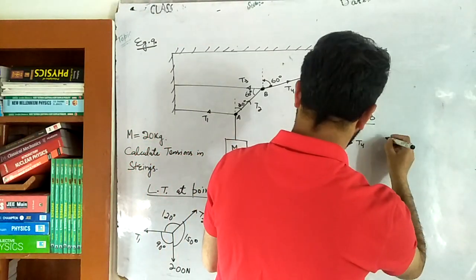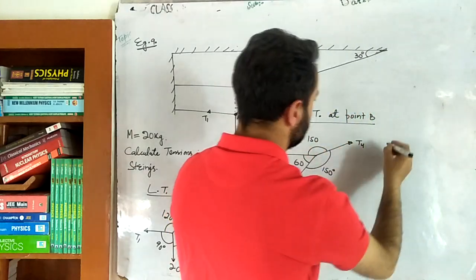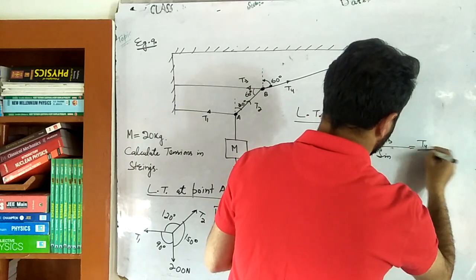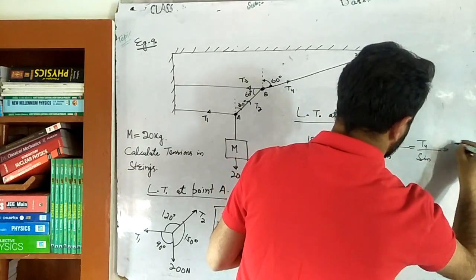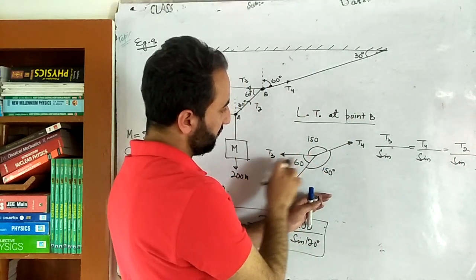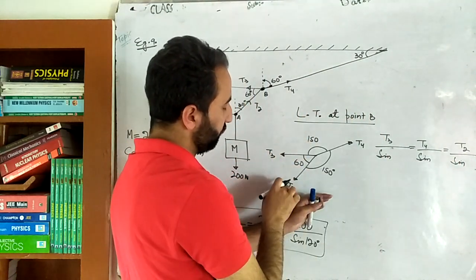So Lami's theorem here will be like this. T3 divided by sine of the angle, T4 divided by sine of the angle, T2 divided by sine of the angle. Now, opposite to T3 is what? 150. That's the angle between T4 and T2.